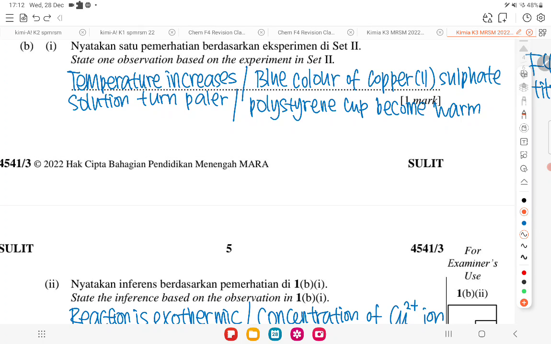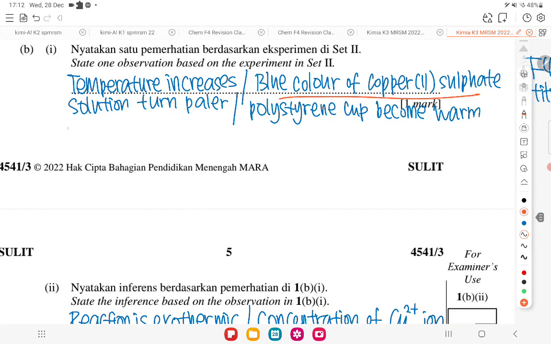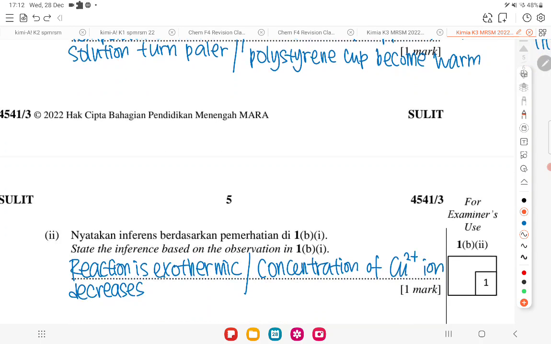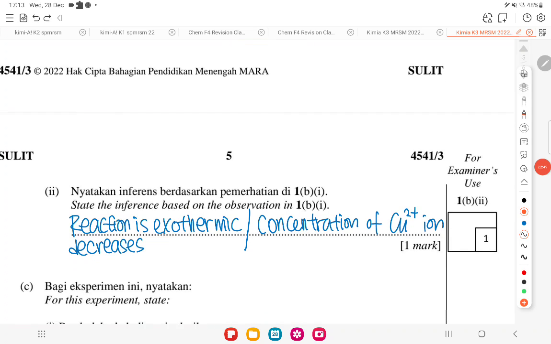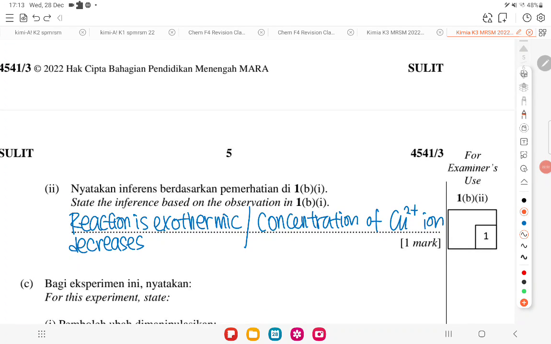That's it. So this is what I observe: I can see that the blue color becomes paler, and I explain why. That is inference. I need to explain why the blue color becomes paler: concentration of Cu2+ ion decreases. Because remember, the blue color comes from Cu2+. So when the Cu2+ becomes lesser, the blue color will become paler. That's quite easy, quite simple. Okay, next one.